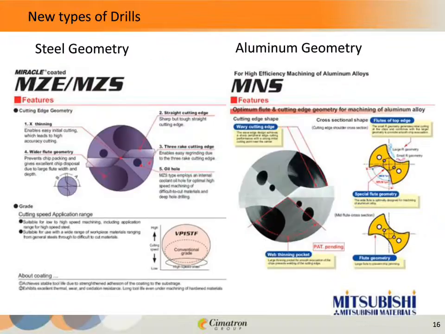Here we see a couple different geometries. On the left, we're showing geometry that's well suited for steel, and on the right, there's geometry that's well suited for aluminum. Again, I'm just trying to point out that there's a lot of engineering done to really fit everything about this tool to its application and material.